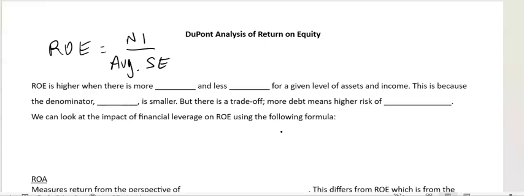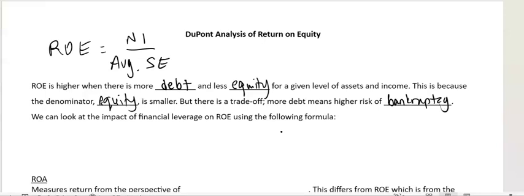So ROE is higher when there is more debt or total liabilities. In this class, we're saying that debt is equal to total liabilities. More debt and less equity for a given level of assets and income. This is because the denominator, which is average stockholders' equity or simply equity, is smaller. But there's a trade-off. More debt means a higher risk of bankruptcy.